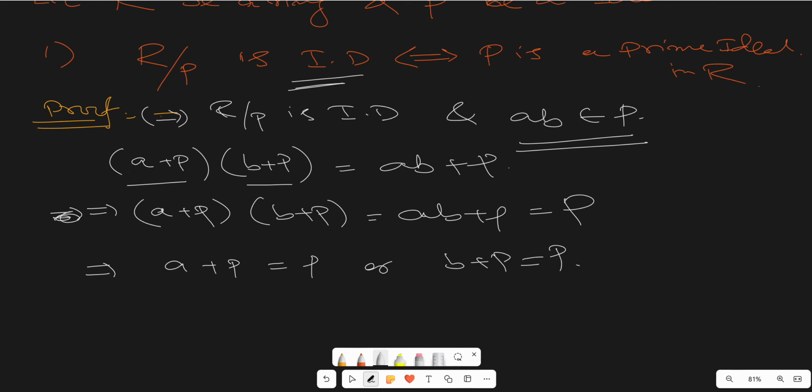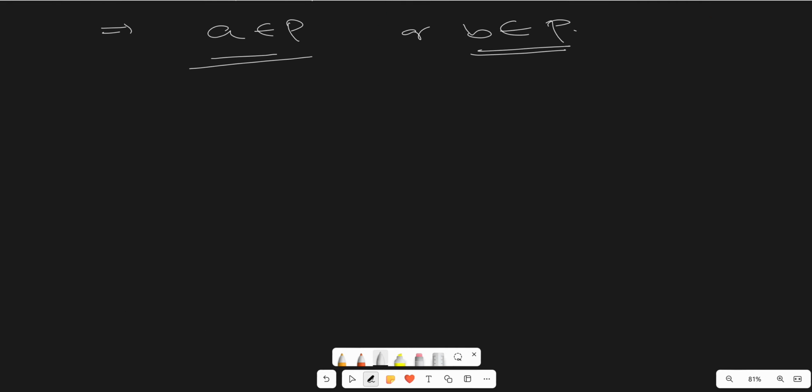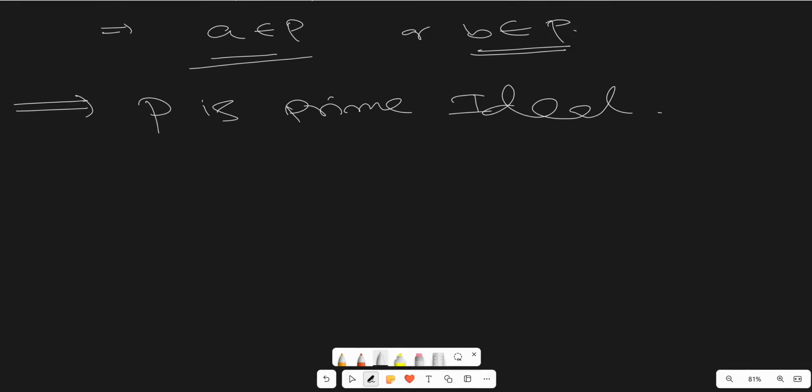That means either A plus P is 0 or B plus P is 0, and 0 means P. This implies that two cosets are the same if and only if A is inside P or B is inside P. We have assumed that AB is inside P and we are getting either A inside P or B inside P, right? So we are getting that P is a prime ideal. Now what can you think about the reverse part?